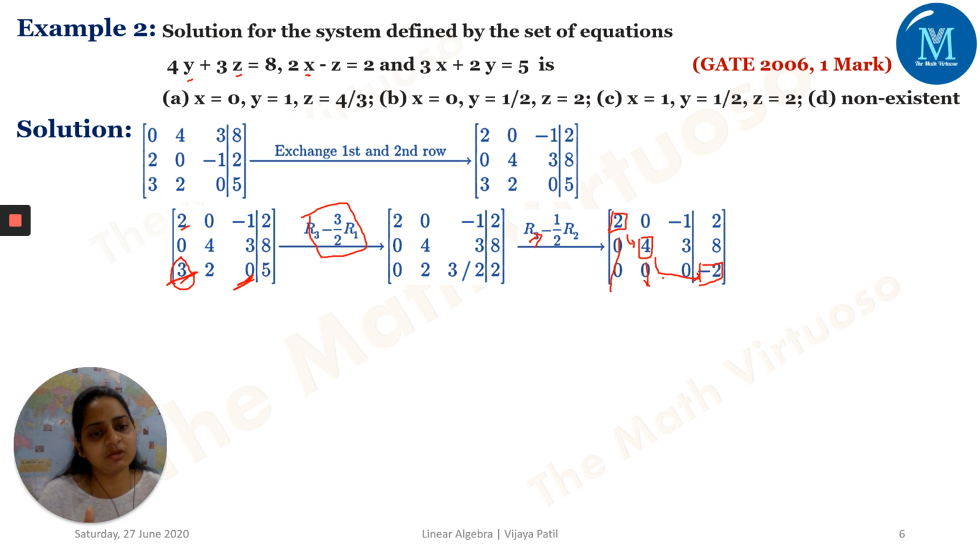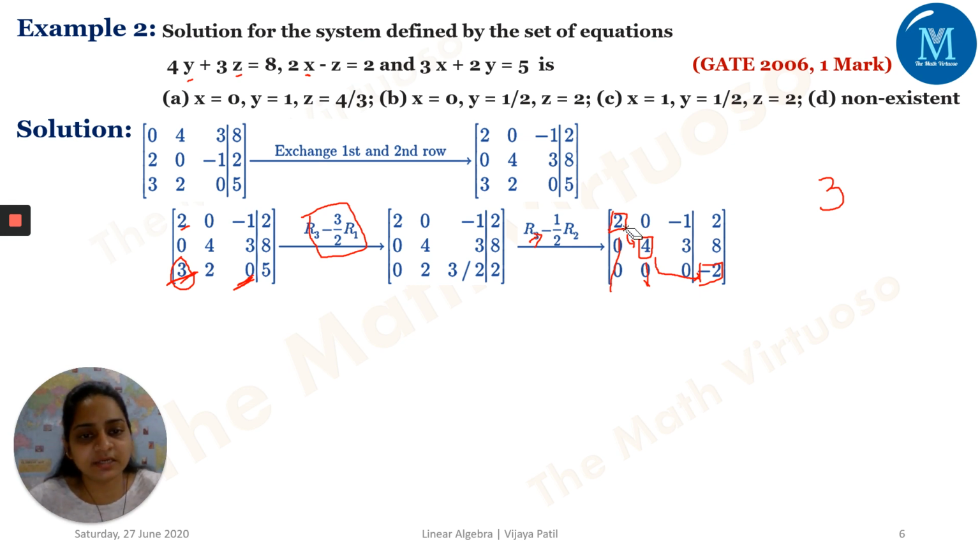And if this is an echelon form, the rank of the matrix A comma B is nothing but the number of non-zero rows. So how many non-zero rows do we have here? 1, 2, and 3. Because of this -2 present here, the rank of A comma B becomes 3.